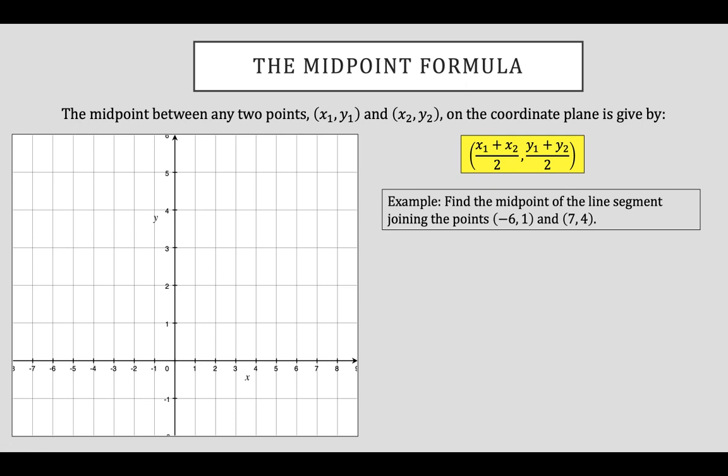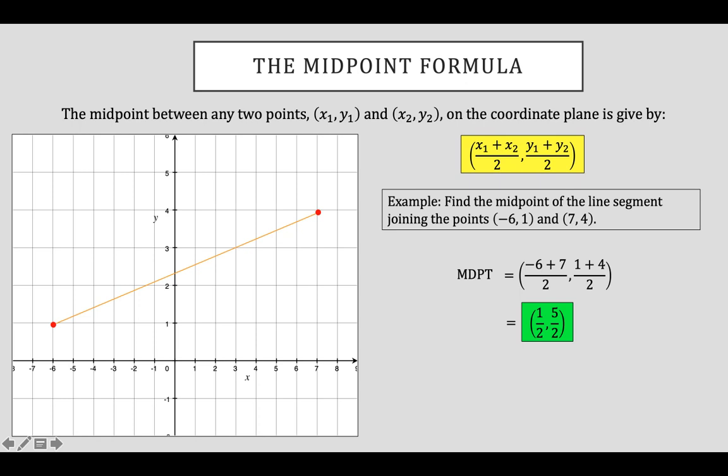So find the midpoint of the line segment joining (negative 6, 1) and (7, 4). Again, not necessary, but always helpful to draw out a picture. We've got (negative 6, 1) and (7, 4). We are trying to find the midpoint of this line segment. We take the average of our x-coordinates, that's negative 6 plus 7 over 2, and the average of our y-coordinates, 1 plus 4 divided by 2. Simplifying those leaves us with 1/2, 5 halves, right?